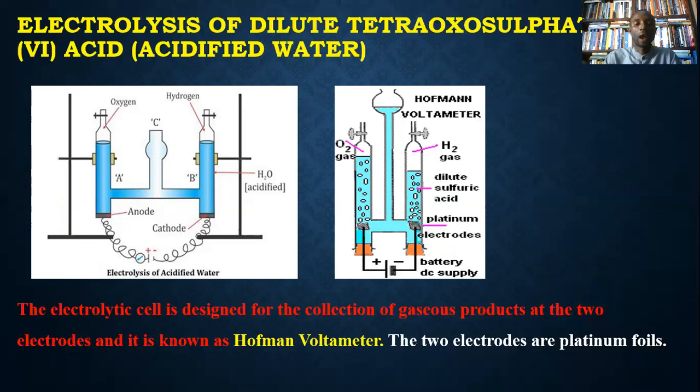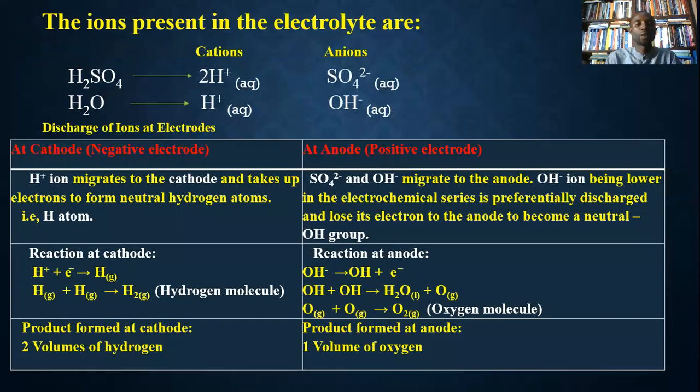And how does the reaction go? Now, the ions present in this electrolyte are these. In H2SO4, we have the hydrogen ion and the SO4 2- ion. Water will ionize into the hydrogen ion and OH-. It's expected that you should know that the reaction will take place at different electrodes, at the anode and also at the cathode.